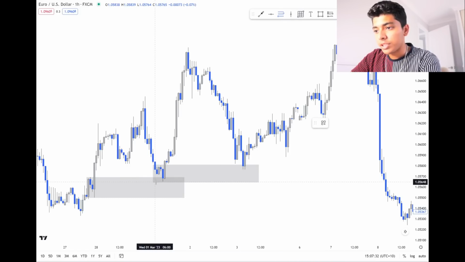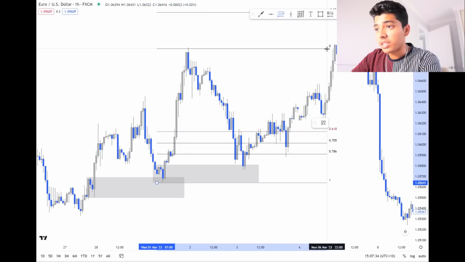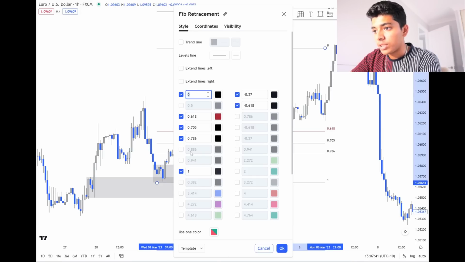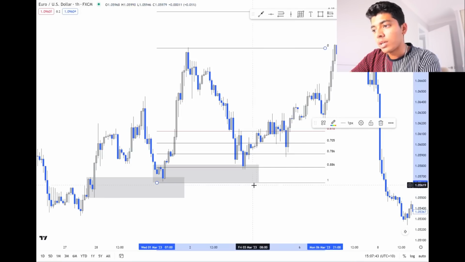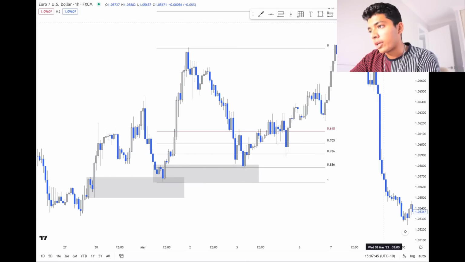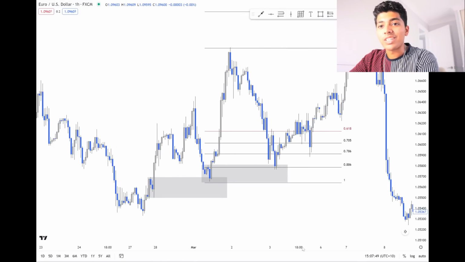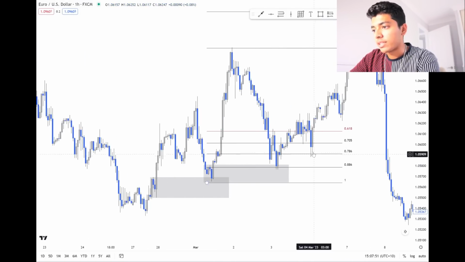If we use our Fibonacci tool, this retracement was particularly quite deep. All right. It goes past the 786. It goes into, I'm pretty sure, the 886 level. It snipes the 886 level and then it goes back up straight. All right. So that's how it works. It's that simple, guys. It's literally that simple.